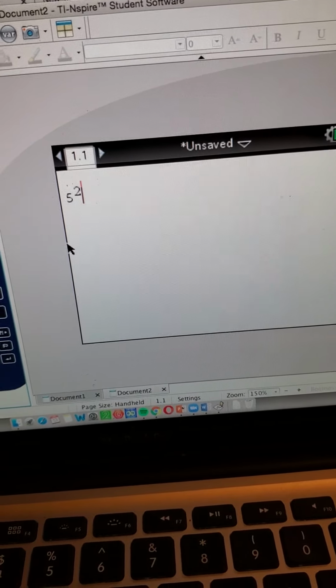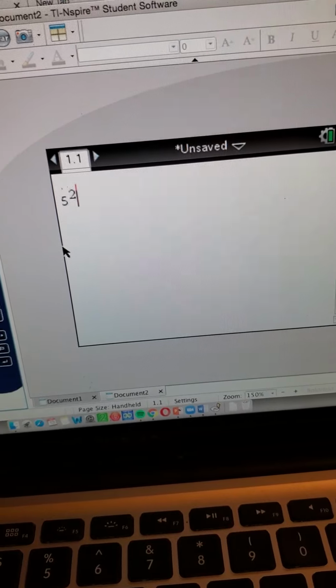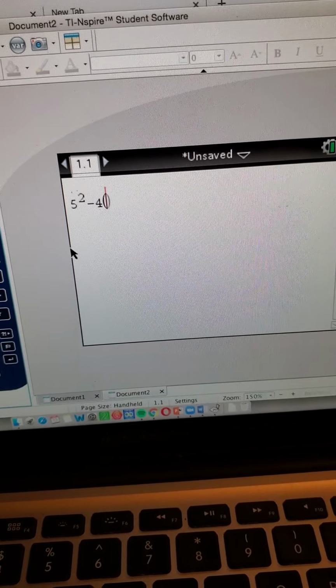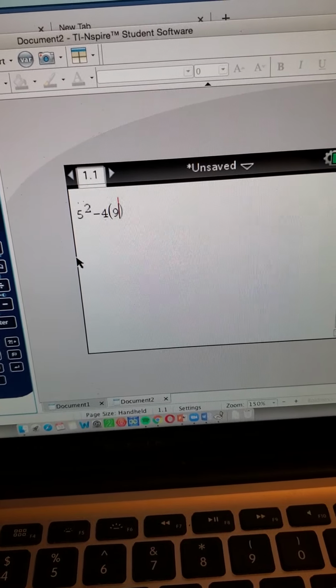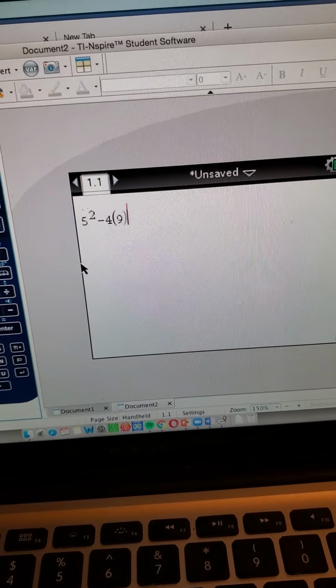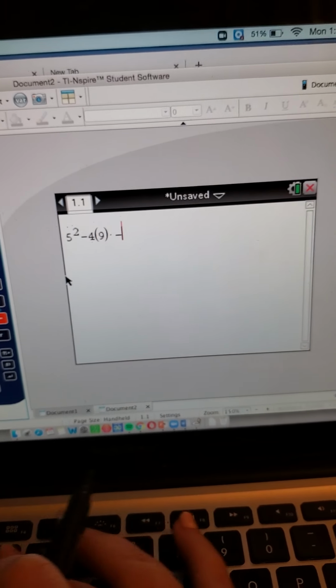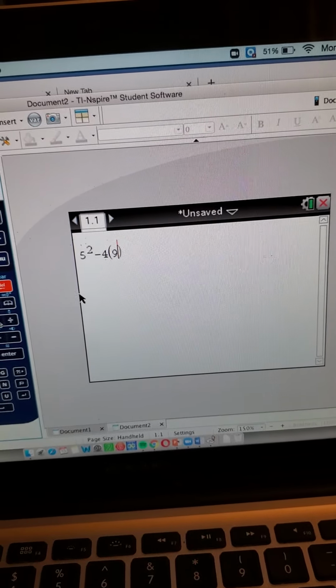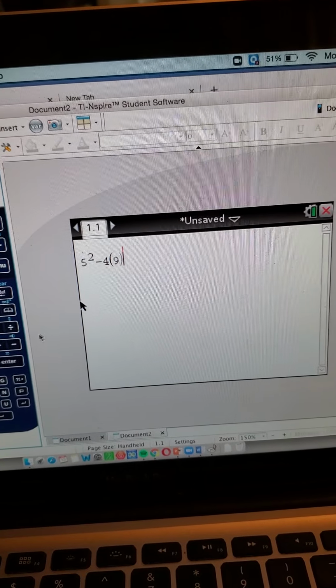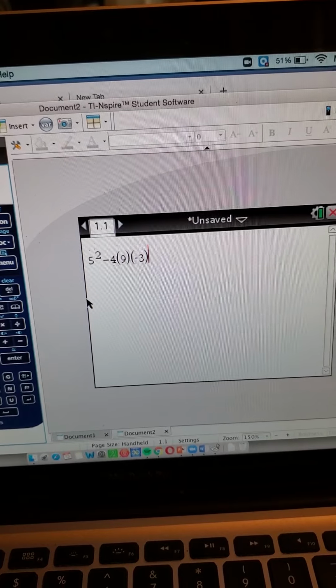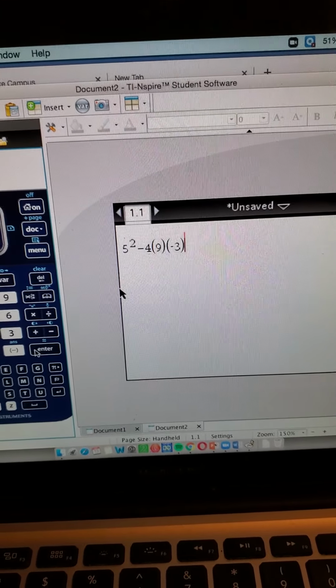So positive 25. So 5 squared minus 4. And I can either hit the parentheses button like this, you can do that on your phone calculator as well, or you can hit the multiply button. It doesn't matter, I guess. But I'm going to keep doing it the same here, just to make sure that it's the right number.